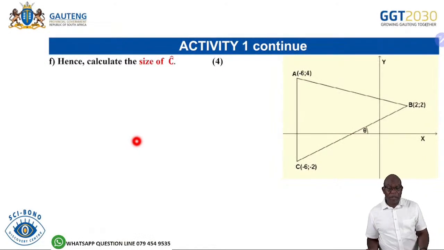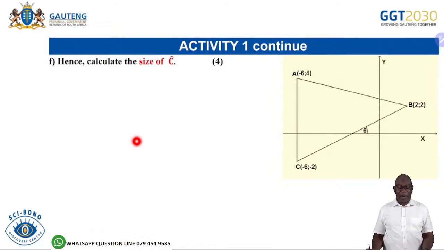Right, let's continue with our activities. We have this one. Now, this one needed a little bit of a break. Calculate the size of angle C. Now we can see that angle C is far away from the x-intercept and the straight line.